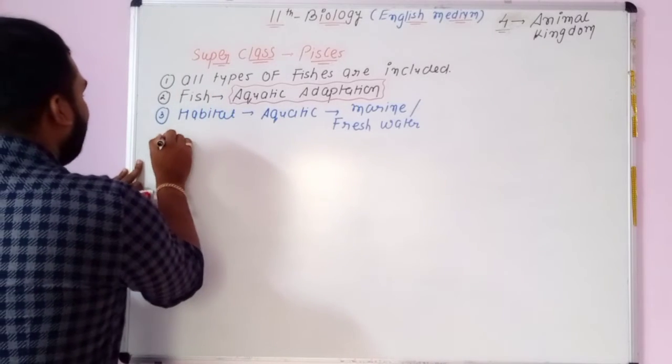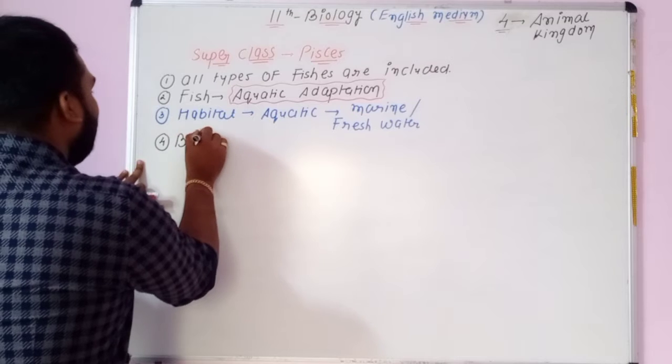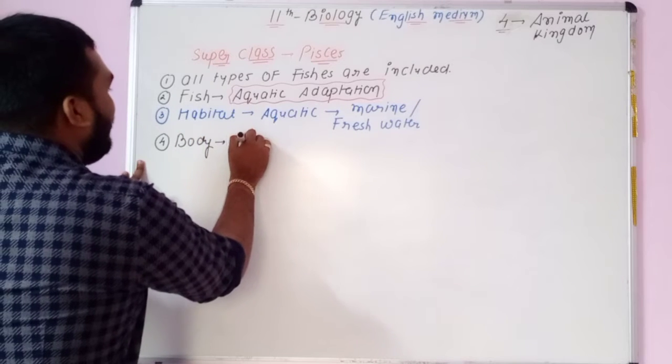Point number 4: what about the shape of the body? The body of a fish will be boat shaped.